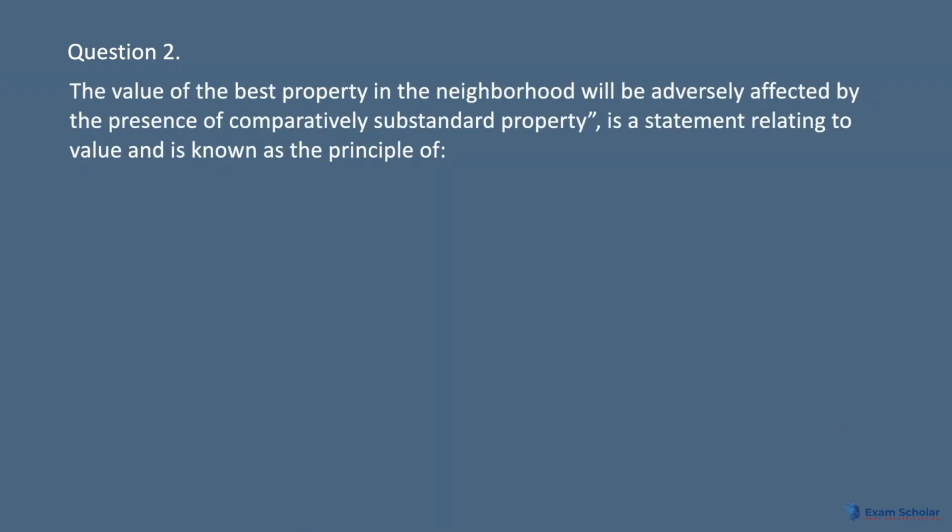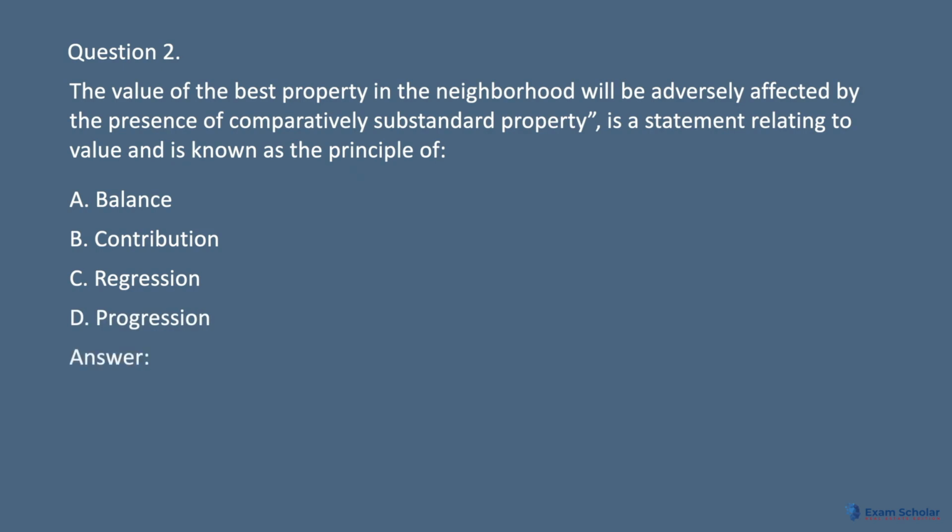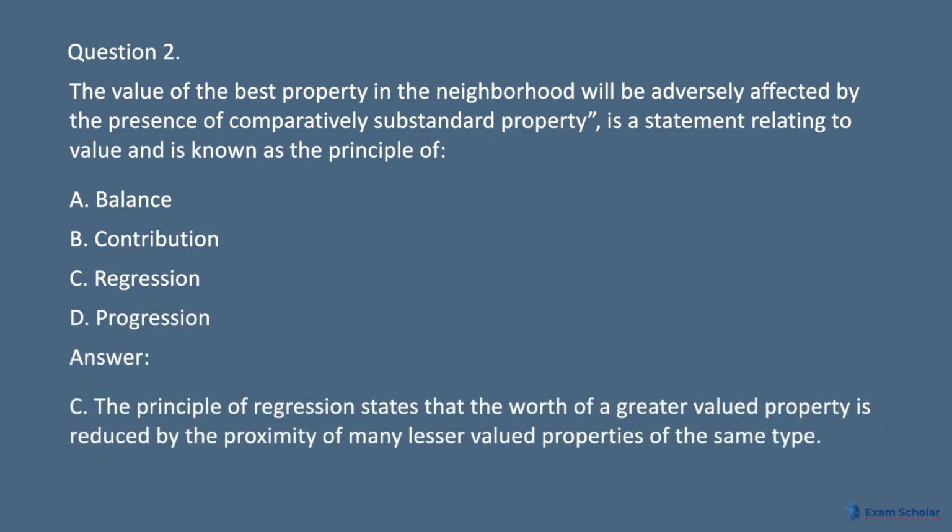Question 2. The value of the best property in the neighborhood will be adversely affected by the presence of comparatively substandard property, is a statement relating to value and is known as the principle of: A. Balance, B. Contribution, C. Regression, D. Progression. Answer: C. The principle of regression states that the worth of a greater valued property is reduced by the proximity of many lesser valued properties of the same type.